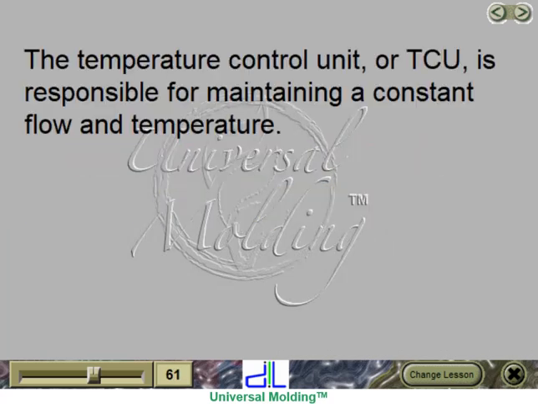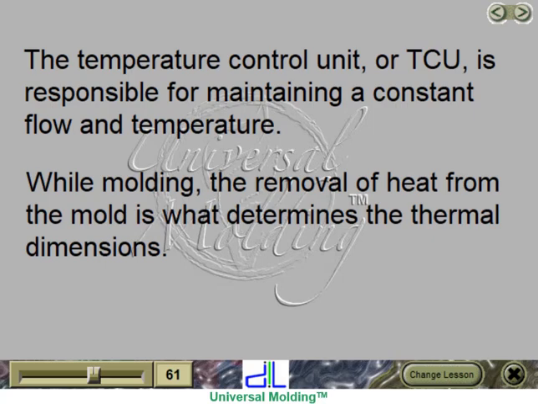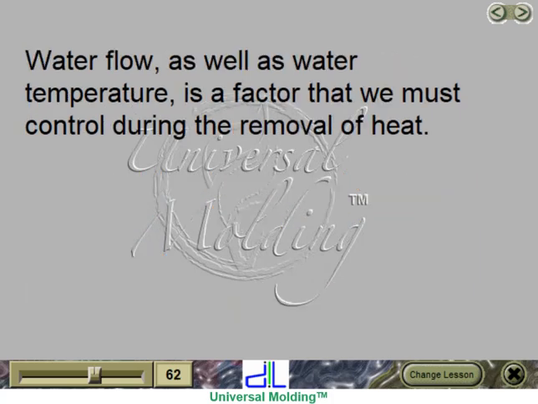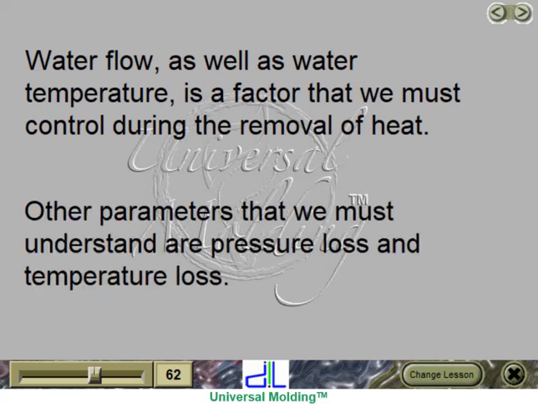The temperature control unit, or TCU, is responsible for maintaining a constant flow and temperature. While molding, the removal of heat from the mold is what determines the thermal dimensions. Remember, these dimensions are a function of shrinkage. Water flow, as well as water temperature, is a factor that we must control during the removal of heat. Other parameters that we must understand are pressure loss and temperature loss.